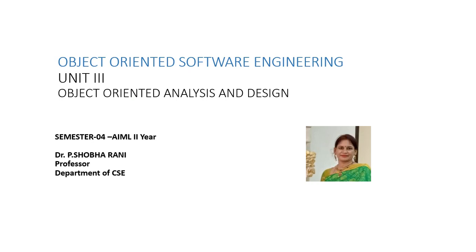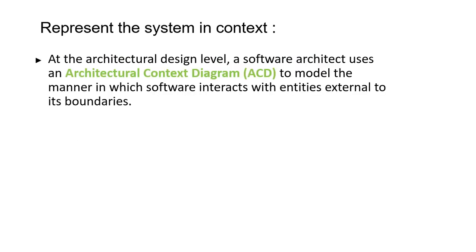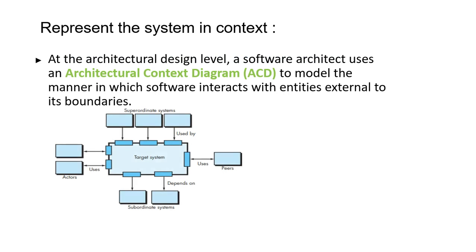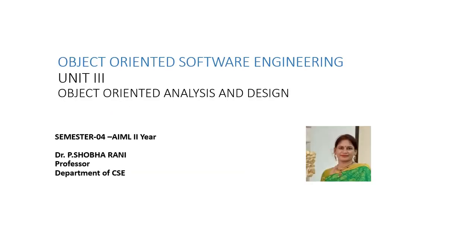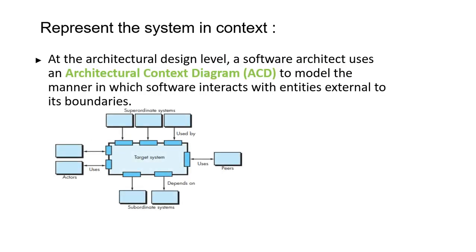Today we'll discuss object-oriented analysis and design. Under object-oriented software engineering, we will take a topic called architectural context. Here we will see, at the architectural design level, what the various types of context diagrams are. We have seen the diagram properly.